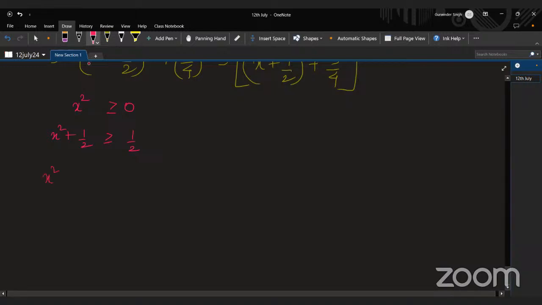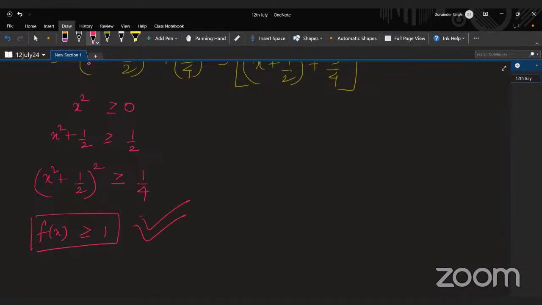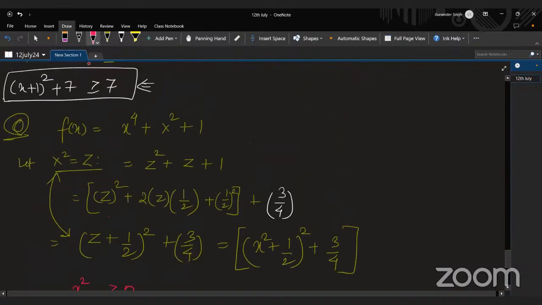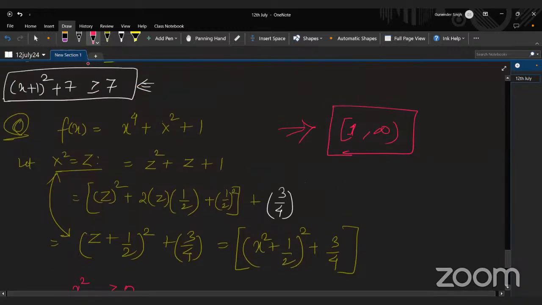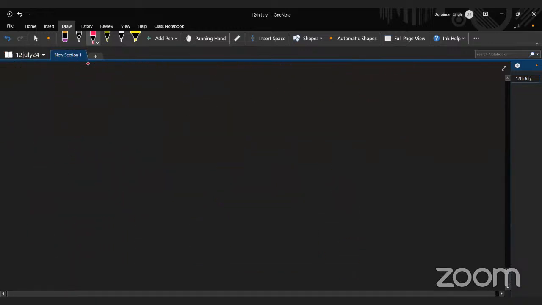So I can say x square plus half whole squared will be greater than or equal to 1 by 4. And then I will add 3 by 4 on both sides. So f of x is greater than or equal to 1. Correct answer. So my range is 1 to infinity. Now you understand how it's going to work.